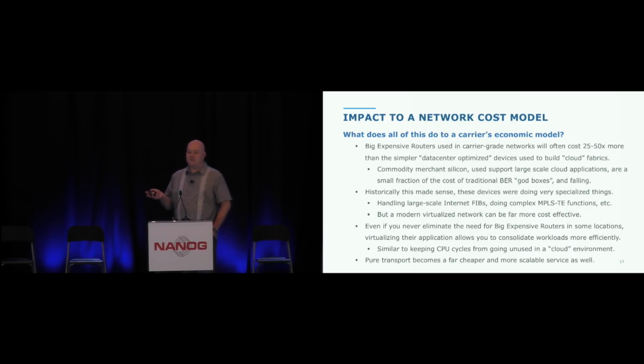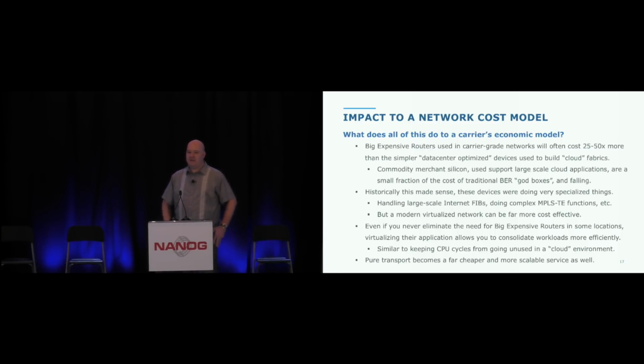The commodity merchant silicon that's out there really is supporting this stuff at massive scale. You have individual chips, you have system-on-chip designs that are supporting terabits of traffic very cheaply. You're getting down into hundreds of dollars for these very high-speed interfaces. And historically, it made sense to do it the way that we did it, right? We had to have these routers that were out there. They had to have full FIBs. They had to do this stuff.